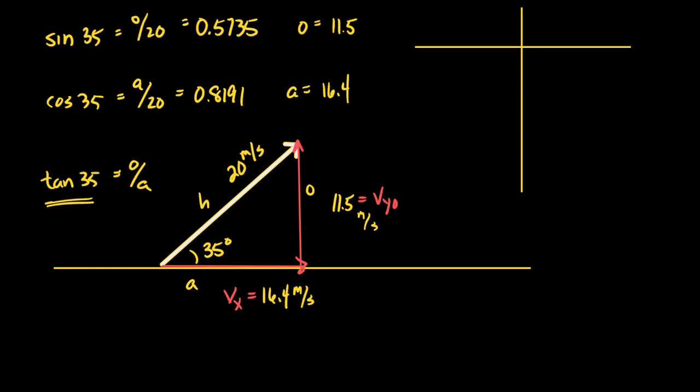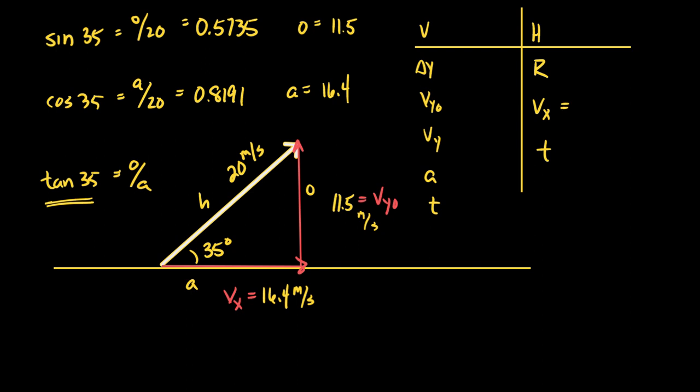But this is just the trig part of the problem. Because now I have my vertical and horizontal. I have delta y, vy naught, vy at. I have range, vx t. And this is just part of what it takes to actually do this.